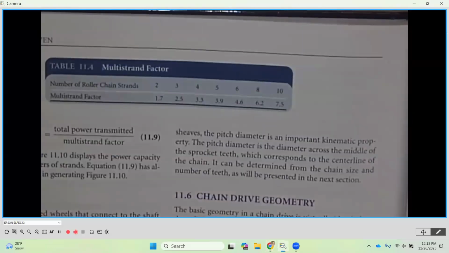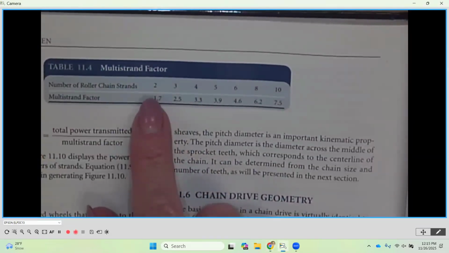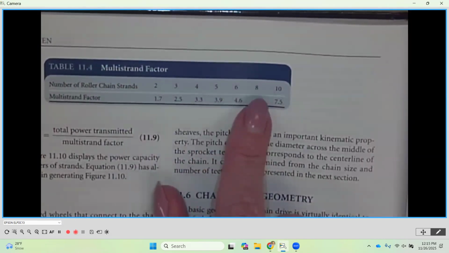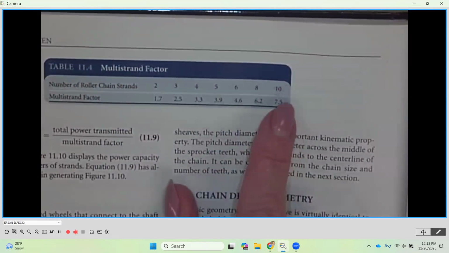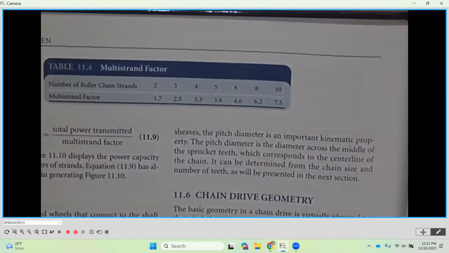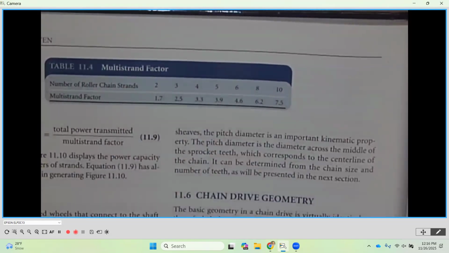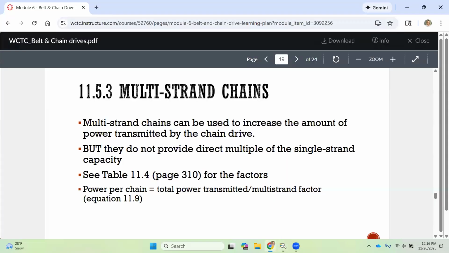The other thing I want to point out here is you'll notice that we can do 2 strands, 3 strands, 4, 5, and 6, but then we skip and they start going to like 8, 10. So you have to know, per your chain manufacturer, what the appropriate multiples are, because you can't just say, oh, I want 7 multiples, that's going to work for me. You have to have something that is available per the standard. Okay.